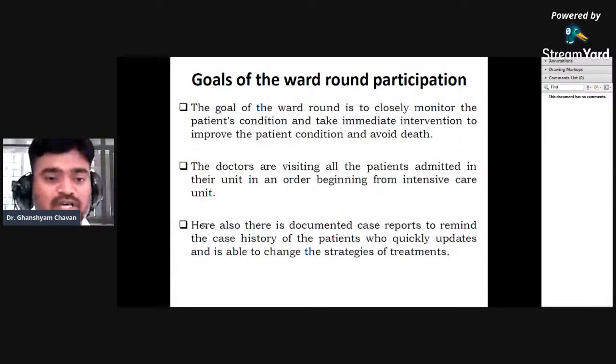Here there are also documented case reports to remind the case history of the patients, who quickly updates and is able to change the strategies of treatments. And they also document how the treatment is working, how they are following or not. So they will write in documented form so that it will remind them next time if the same condition occurs. And it will be the data, it will be the case history.